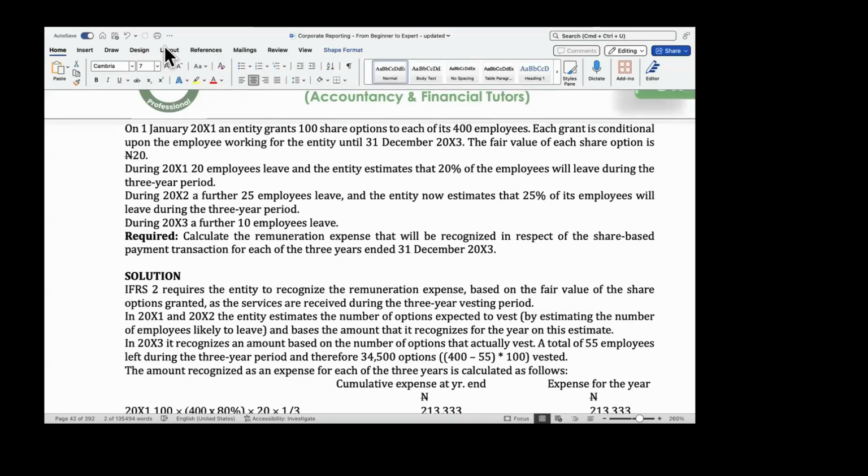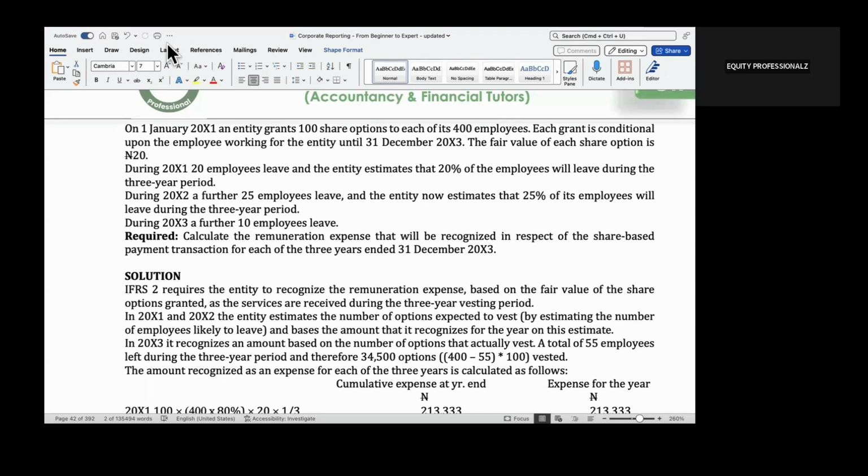Hello, class. Welcome to another class on corporate reporting. Remember that last week we started looking at share-based payments. So today we will round up with that.